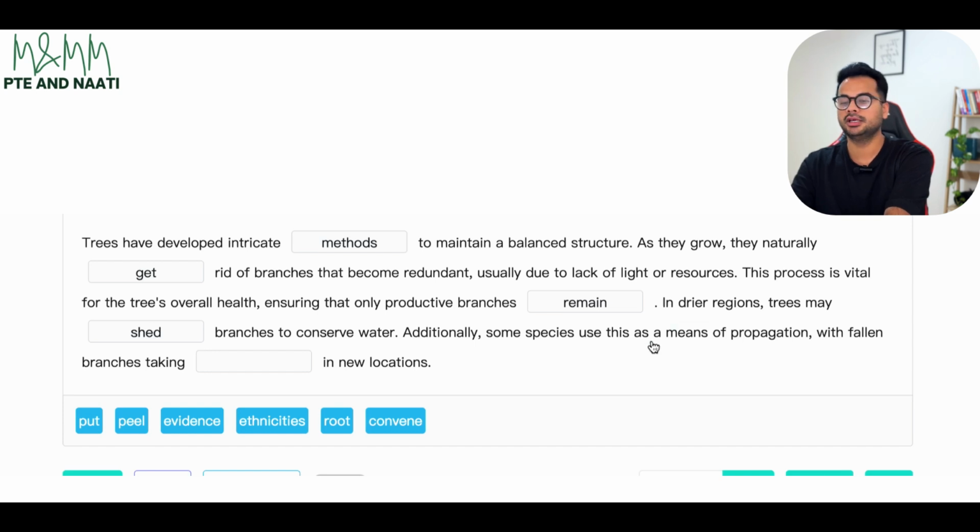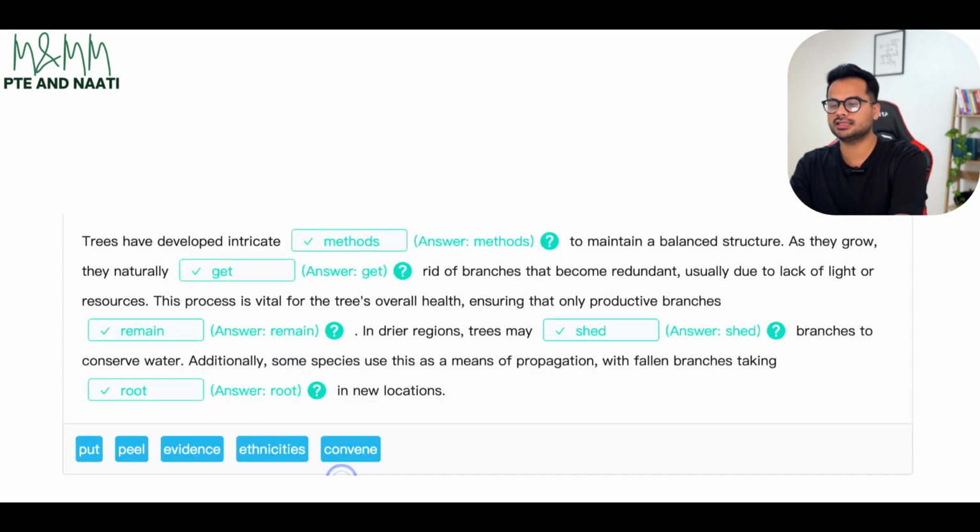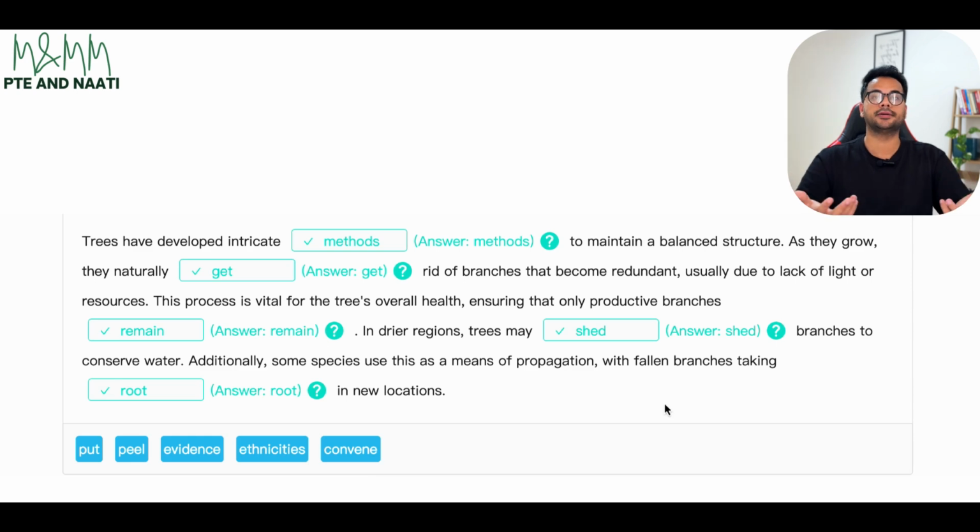And the last one: additionally, some species use this as a means of propagation. It's a plant term, with fallen branches taking dash in new locations. So branches which have fallen, as per the logic, common sense, what happens is if a branch has fallen somewhere, it will start to grow roots and it will grow into a tree. That's what happens, right? And exactly the same word we need over here. With fallen branches taking root in new locations. Root means starting to emerge. And that would be my right answer. And if I check my answers, I have got all my answers right.